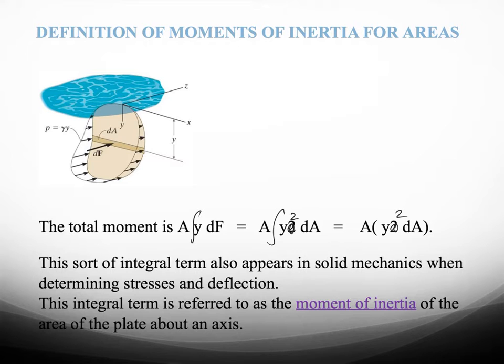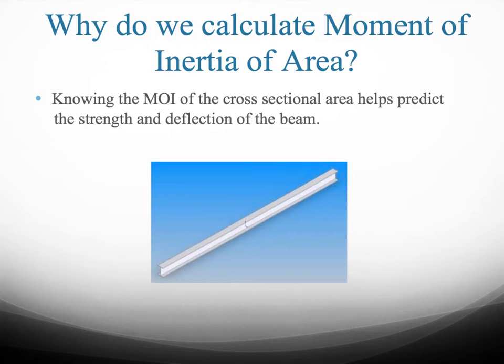And what we talk about is we refer to this integral as the moment of inertia of the area of the plate about an axis. So it comes out in this situation that this calculation gives us something very similar to the moment of inertia, but we're talking about the area distribution. The reason that we care about the moment of inertia of an area is it helps an engineer figure out the strength and deflection of a beam when they're doing the calculations to see how sturdy something's going to be.